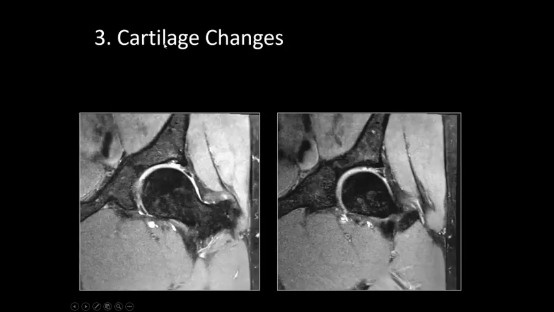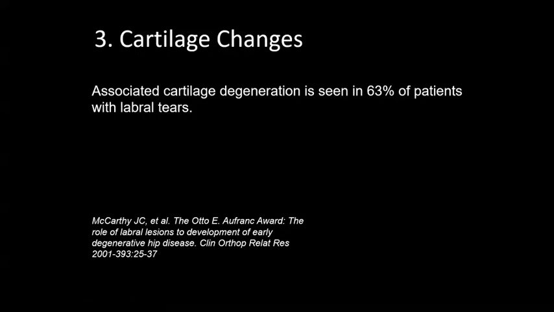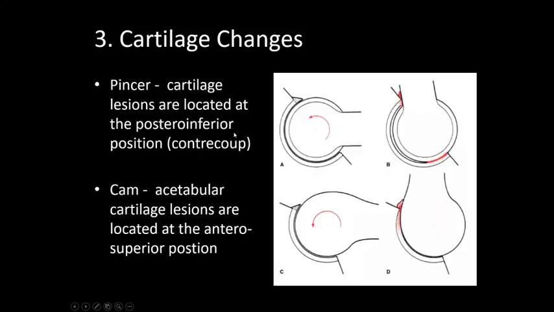The third complication of femoroacetabular impingement is cartilage degeneration and osteoarthritis. As we can see here, there's hyaline cartilage irregularity and signal change. It's a paper again published by the same person, Ganz, who looked at femoroacetabular impingement as a cause for osteoarthritis of the hip joints. The association was found to be just over 60% of patients with FAI eventually will develop cartilage degeneration and osteoarthritis of the joint.